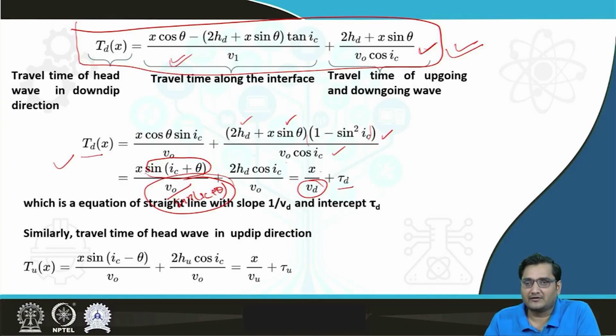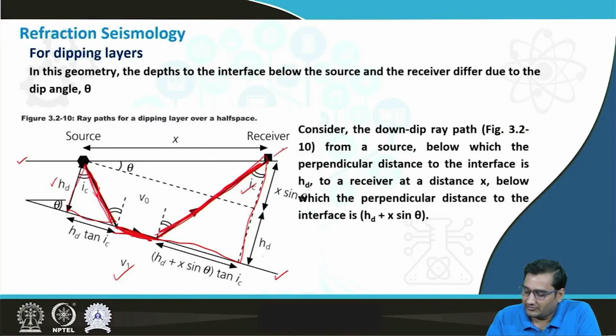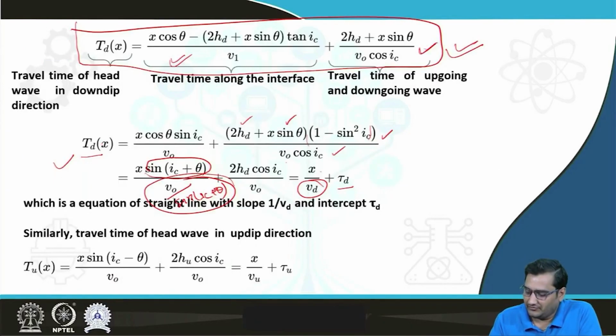Tau d is the intercept time. Then you can take the same thing in the opposite direction. That means you will keep your source in the place of the receiver, and the receiver will be located in the place of the source. Now when you do so, your travel time in the up dip direction can be represented by TUX. That will be similar to what we got in the previous case for the down dip direction, and in the up dip direction your equation will become something like this.